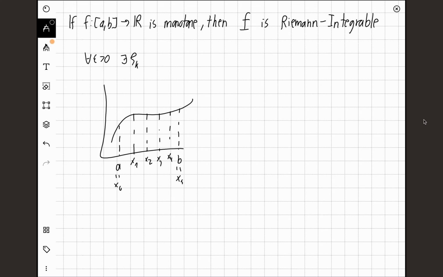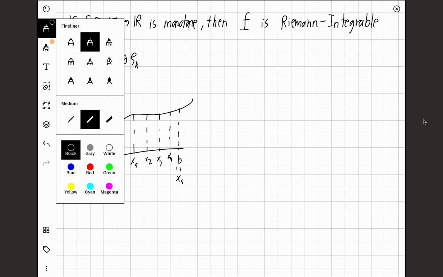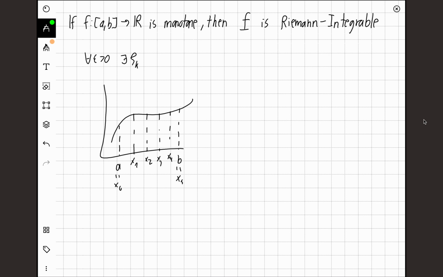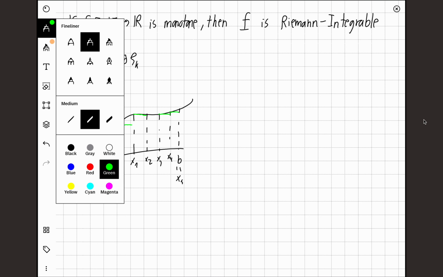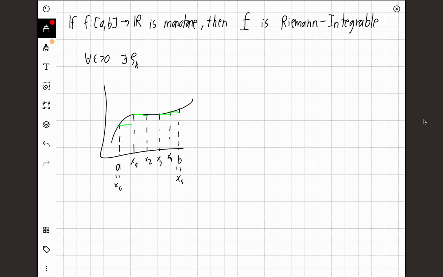So this is a partition of the interval, and for each partition I have a lower sum and an upper sum. The lower sum is just the sum of the rectangles where the function has its minimum value, so it'll be the sum of these rectangles. And the upper sum is just the sum of the rectangles where the function takes its maximum. So it's going to be the sum of these slightly bigger rectangles.